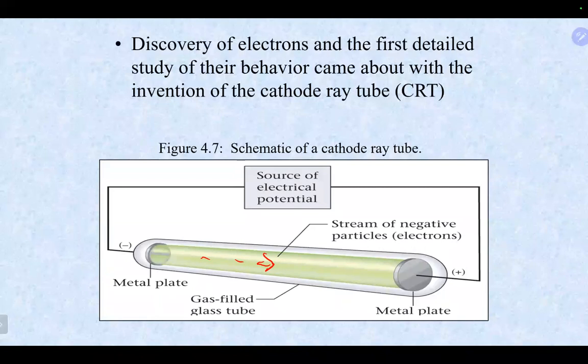Here in a cathode ray tube, we have an electrical field. There's a negative side and a positive side to our cathode ray tube. So the negatively charged particles would move away from the negative side of our tube, heading towards the positive side of our tube. Sometimes they'll put some fluorescent material over here, so you can see where it hits.